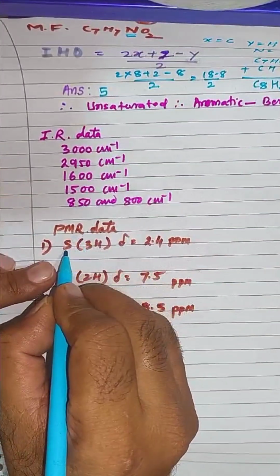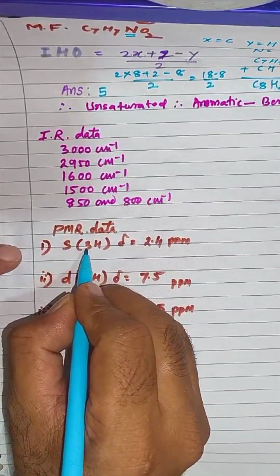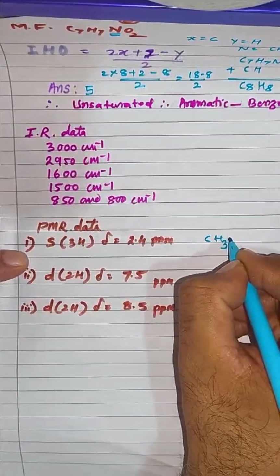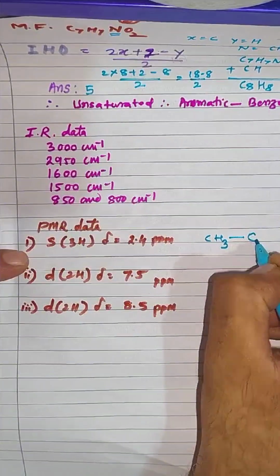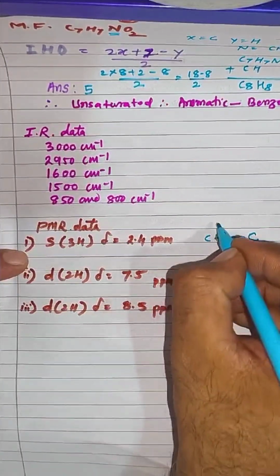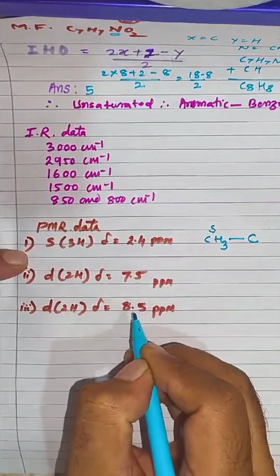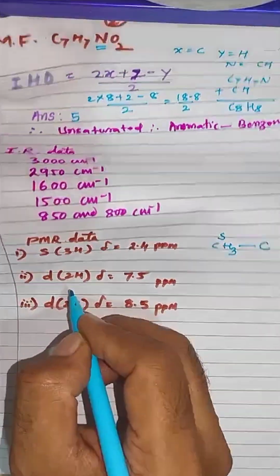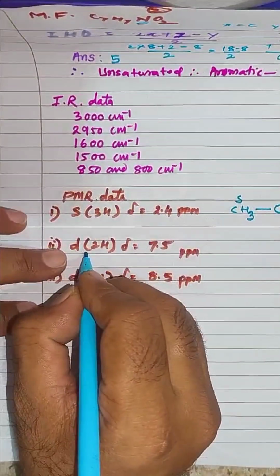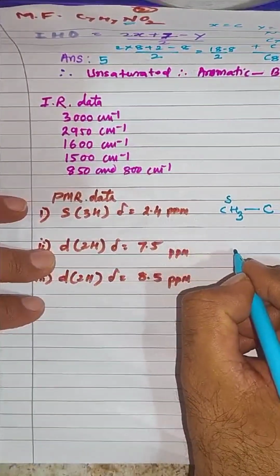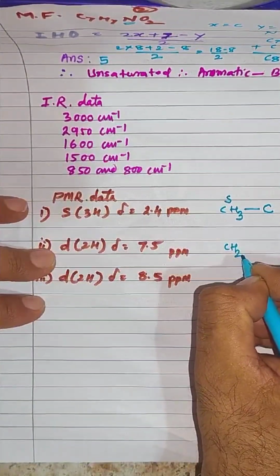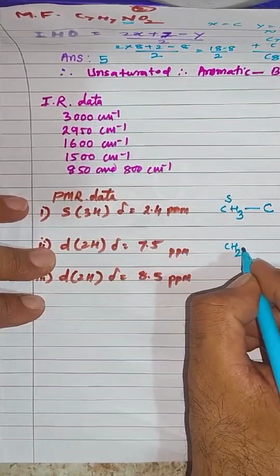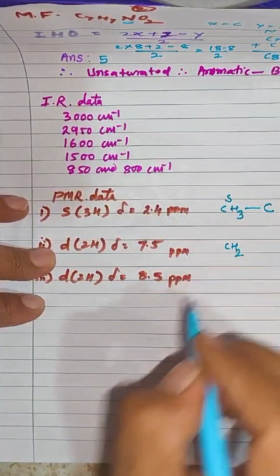In the PMR, the first signal they have given is a singlet of 3 hydrogen atoms. So I should write the 3 hydrogen atoms, and it shows a singlet. It means there is one carbon, but there is no proton on the neighboring atom. The second signal is a doublet of 2 hydrogens. There are 2 hydrogen atoms present, and these 2 hydrogen atoms show a doublet. The meaning is there is one more hydrogen present.